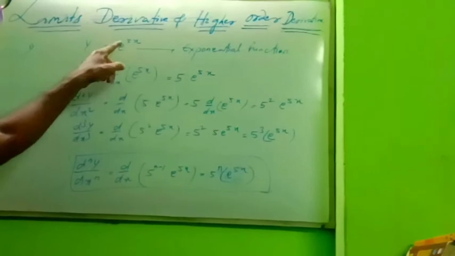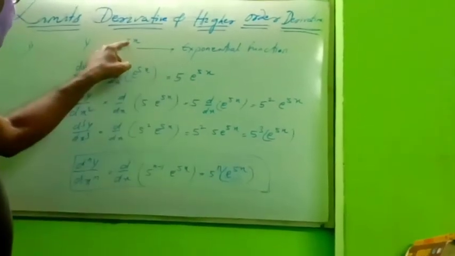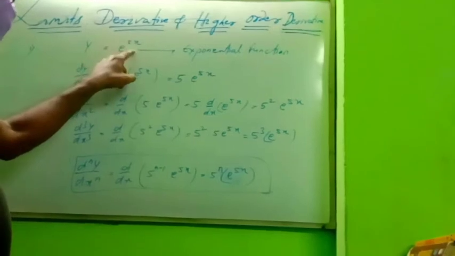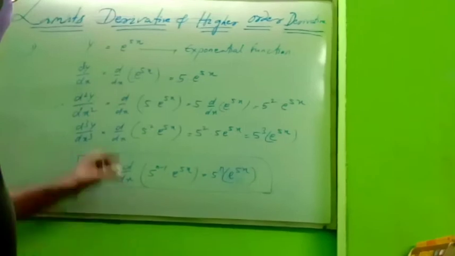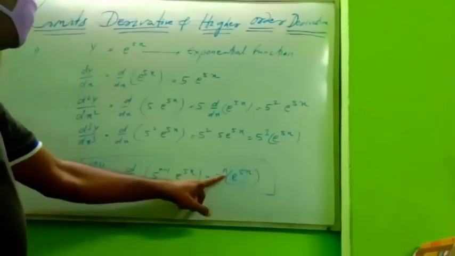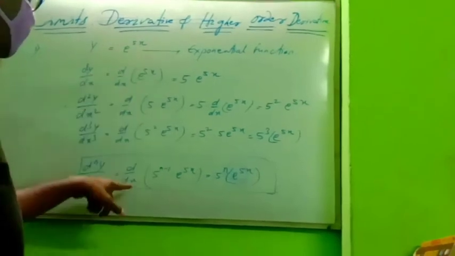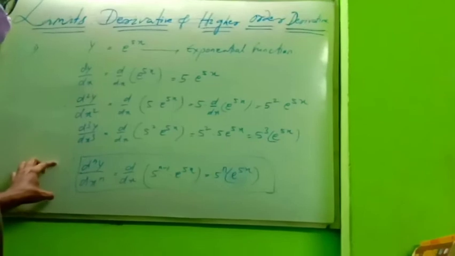If the coefficient of x is 5, then this will be 5 to the power n. If the coefficient is 7, this answer will be 7 to the power n. If the coefficient is n, then this will be n to the power n. You just have to memorize the technique of how I applied it here. Okay, this is all about the higher order derivative. Let us see the next one.